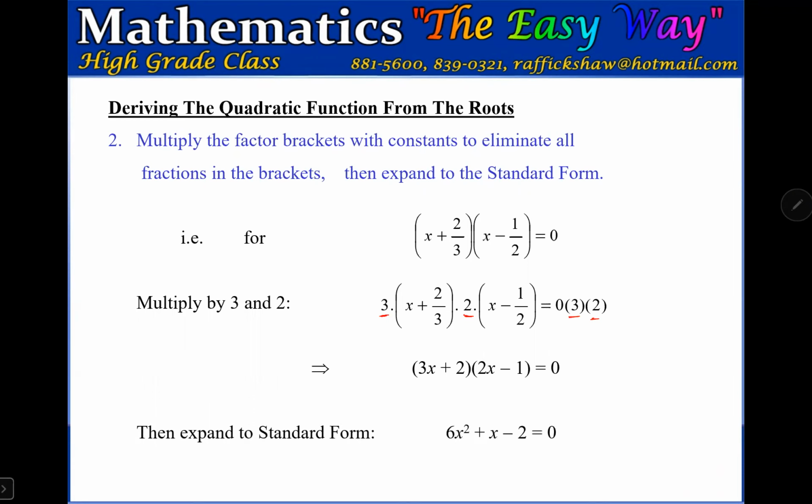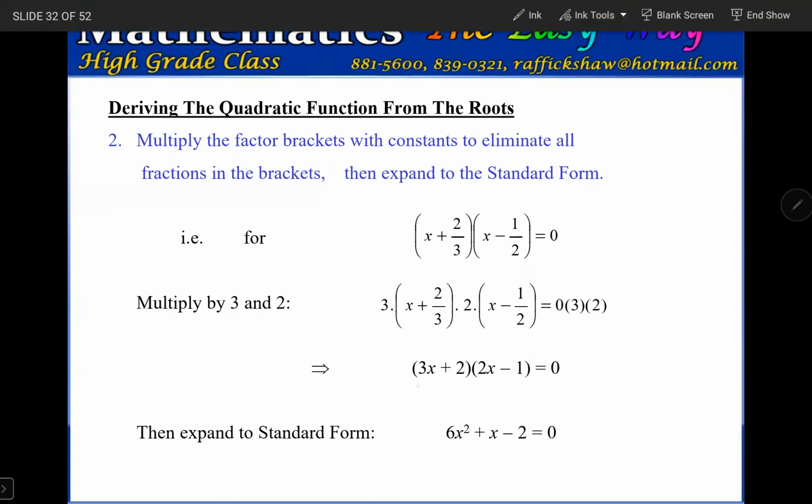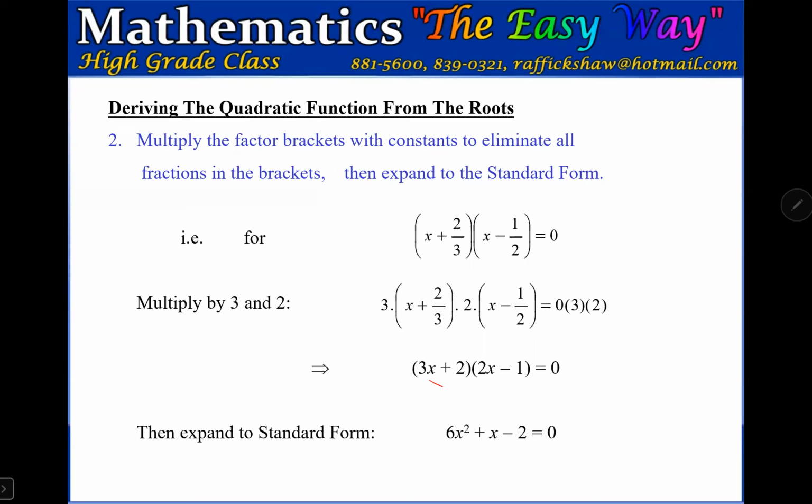Now, how can I get this? Remember, the first term times the first term. Oh, sorry, mistake. Hold on. A mistake. The first term times the first term here gives me this. That's how I get the first term in the expanded form. First value times the first value. All right. So I get that one.